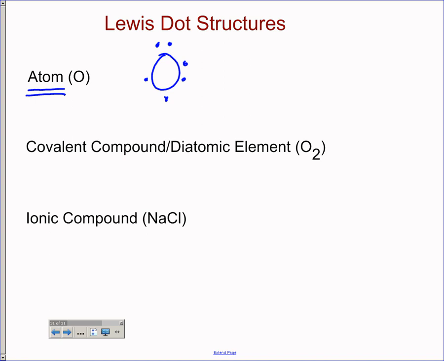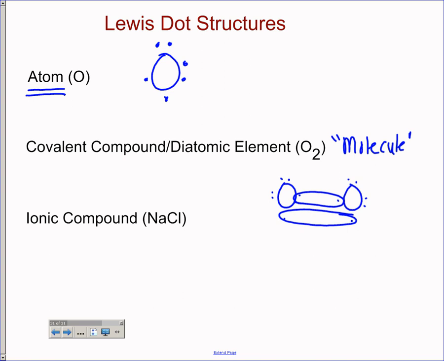A diatomic element or a molecule. If they ask you to draw a molecule of oxygen, that would be different. You would have 2 oxygens. You would have to put 6 valence electrons around each. Then the unpaired electrons, you would have to pair up from each atom.